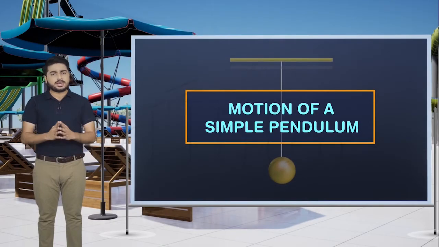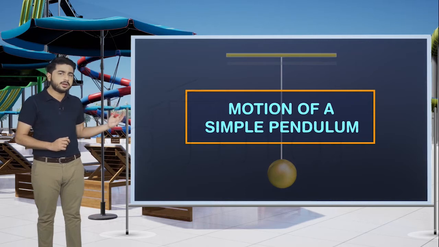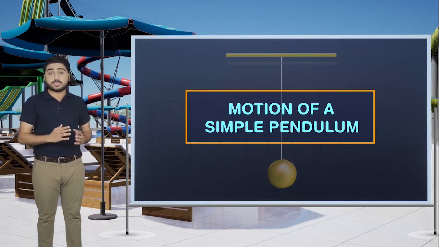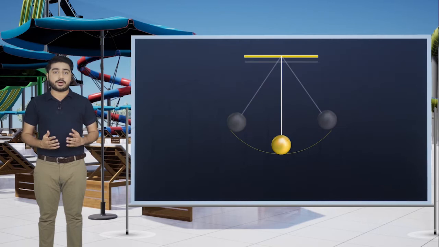As discussed, let's now study a simple pendulum. As shown in the figure here, a simple pendulum consists of a small metal bob which is attached to one end of a string. The other end of the string is attached to a fixed support so that the bob can be suspended freely in the air.